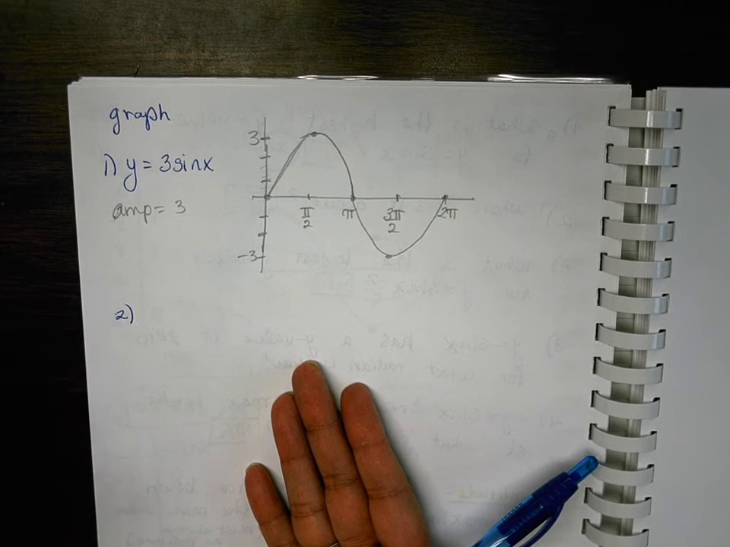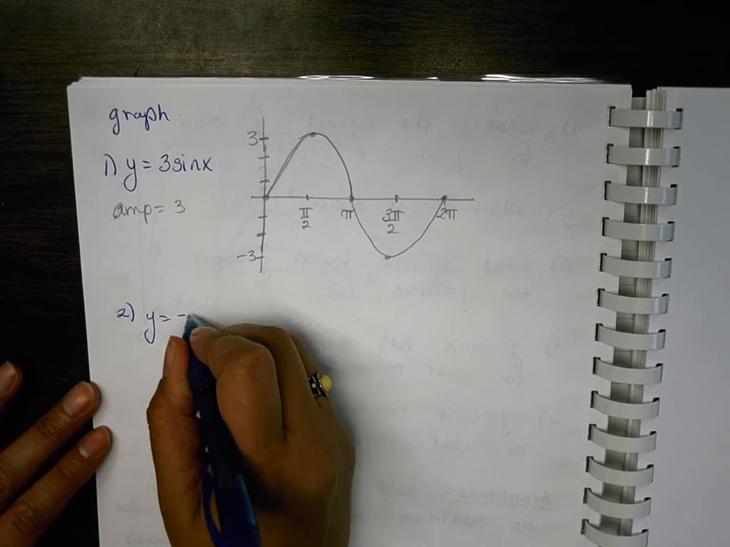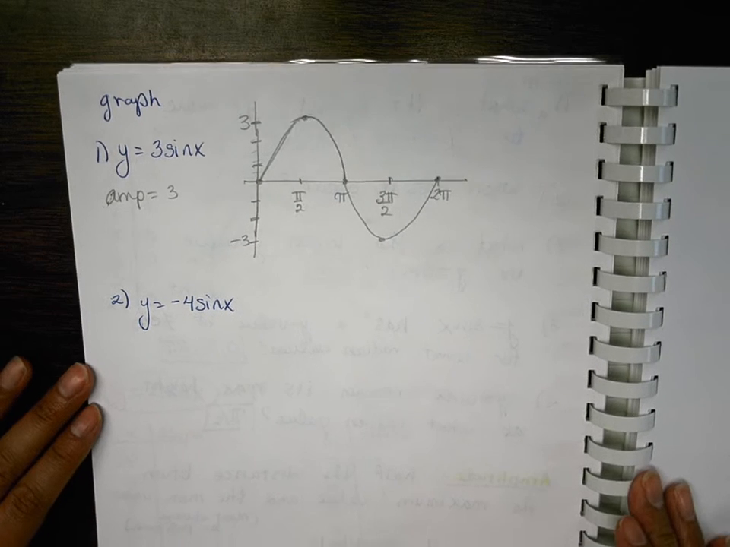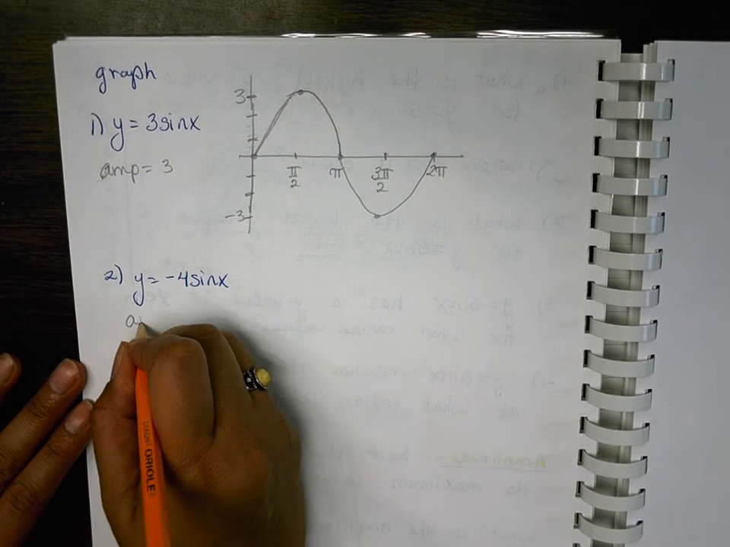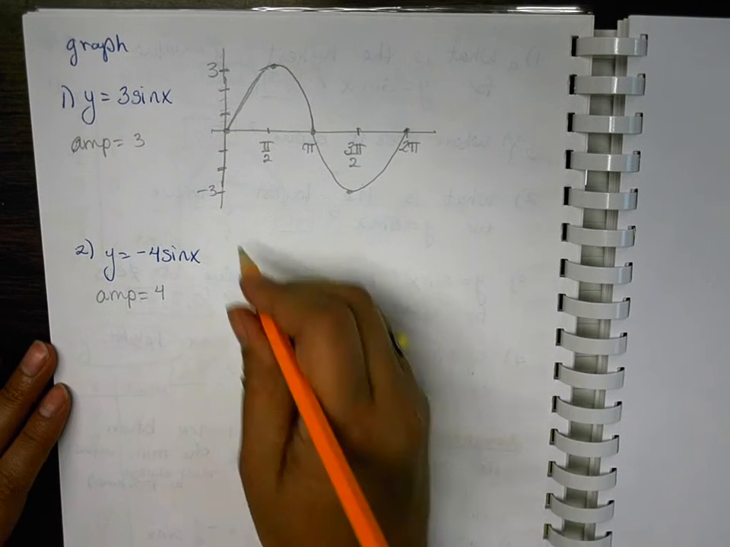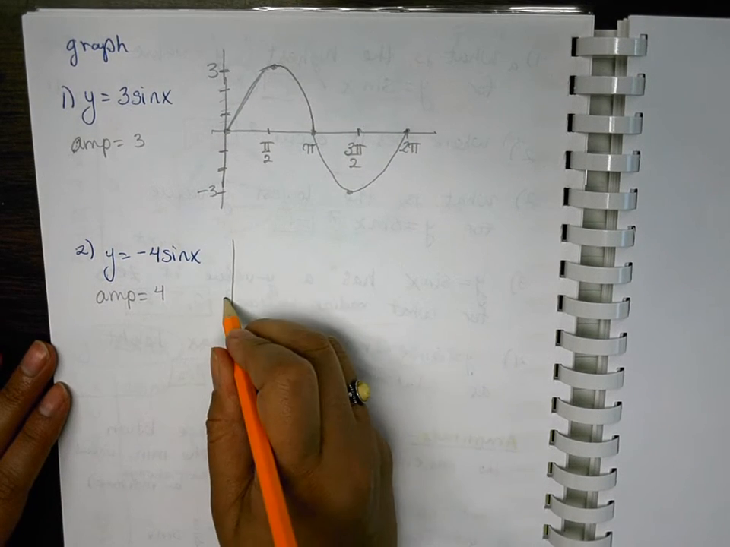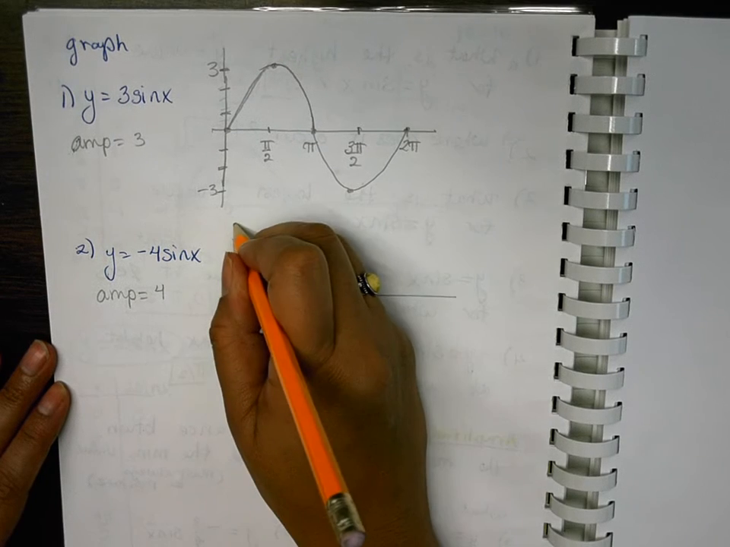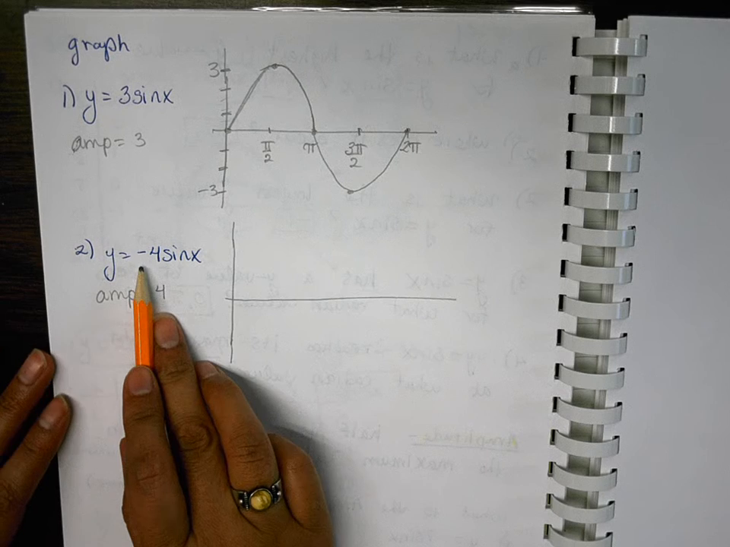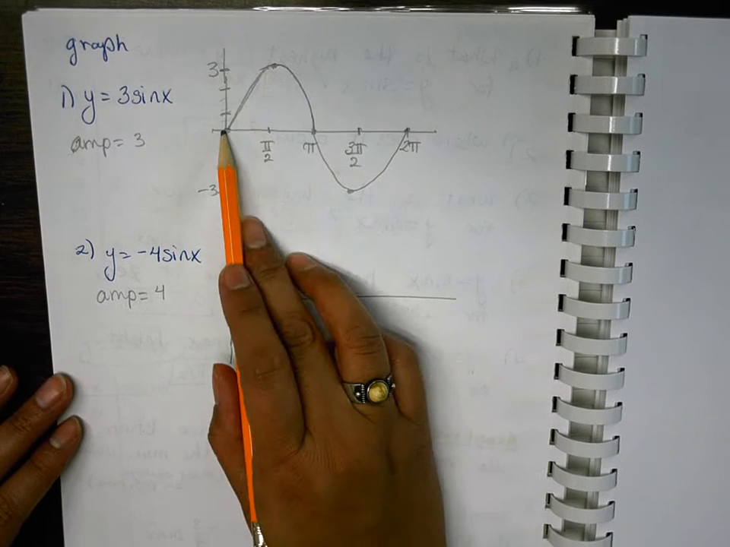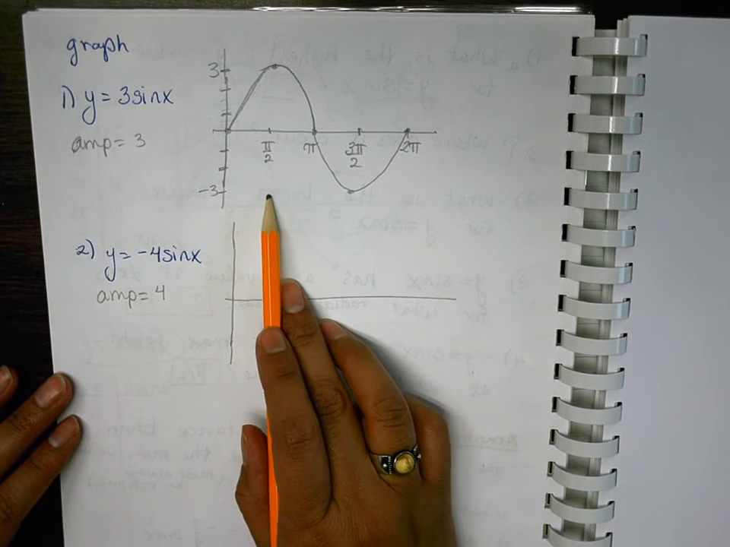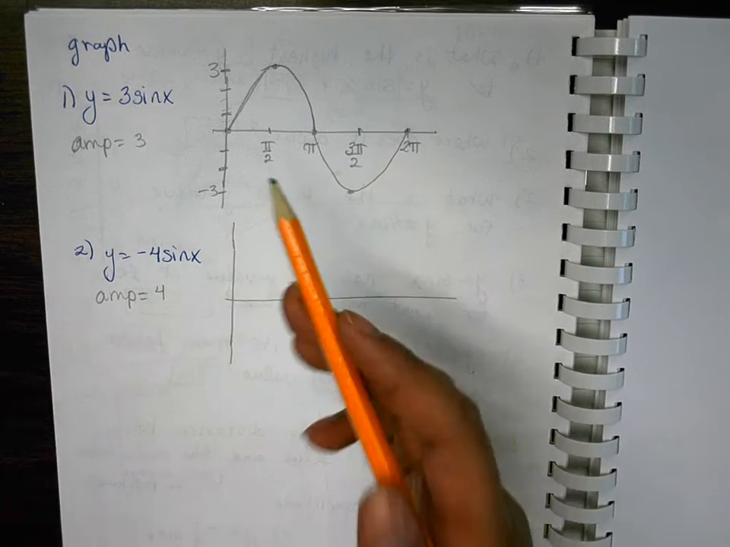Okay. Y equals -4 sine x. What's the amplitude? 4, because the absolute value of -4 is 4. Does the negative have any impact on my graph? Is it going to change anything? Yes, the amplitude, it doesn't make it negative, but what does the negative do? Flips it. So instead of going 0, max, 0, min, I'm going to go 0, min, 0, max, 0. So it just, these two switch places.